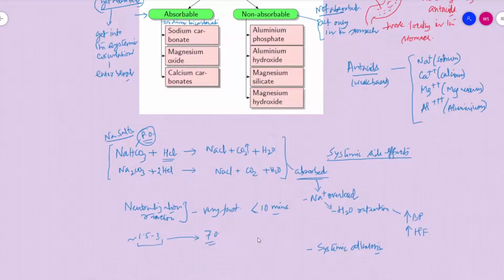Okay, so likewise magnesium oxide can react with HCl, and can form magnesium chloride. Calcium carbonate, again, can form calcium chloride plus carbon dioxide. Okay? So you get the idea. So in this neutralization reaction, the acid gets consumed, and as a result the pH increases.